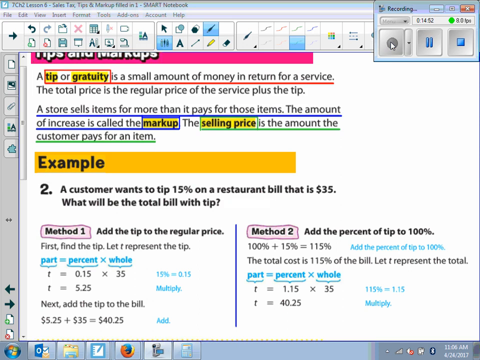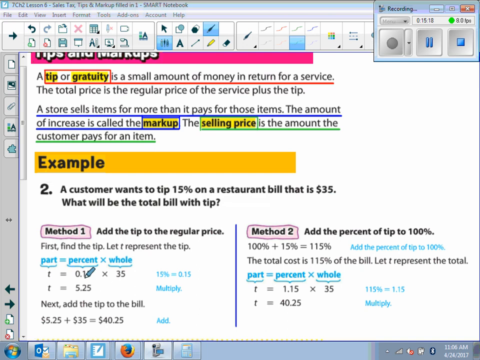For example 2, it says a customer wants to tip 15% on a restaurant bill that costs $35. What will be the total bill with the tip? So here, once again, there's method 1 and method 2. You can write your what number is question: what number is 15% of 35, for method 1.